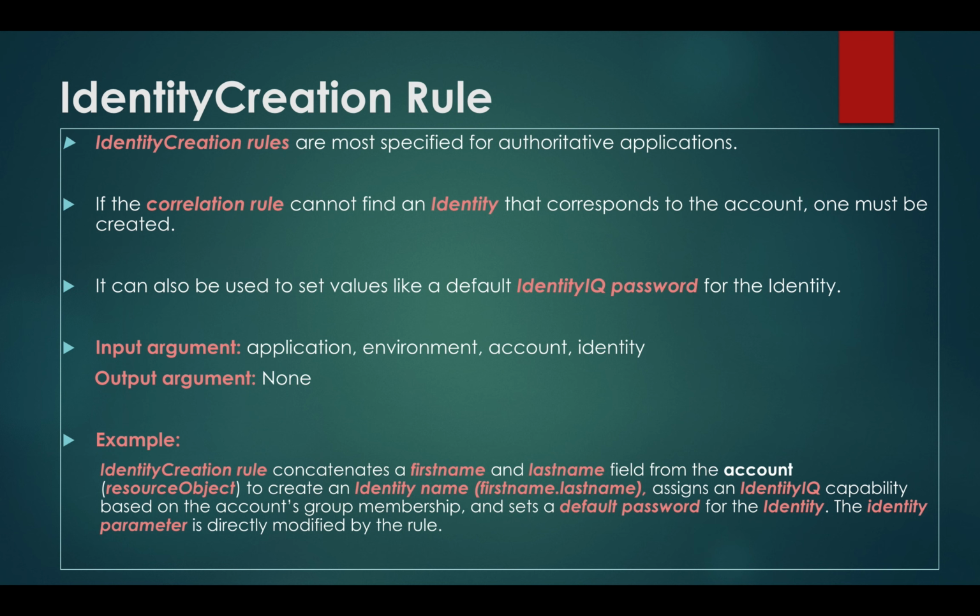An example can be an identity creation rule that concatenates the first name and last name fields from an account to create an identity name in the format first name dot last name. And once the user identity object or identity name is created, we can assign an IdentityIQ capability based on the account's group membership. Once that is done, we can also set a default password for that identity, and the identity parameter is directly modified by the rule. So in such scenarios, we can implement an identity creation rule. If you want to set any kind of default values, default capabilities, or default scopes, then you can utilize the identity creation rule.